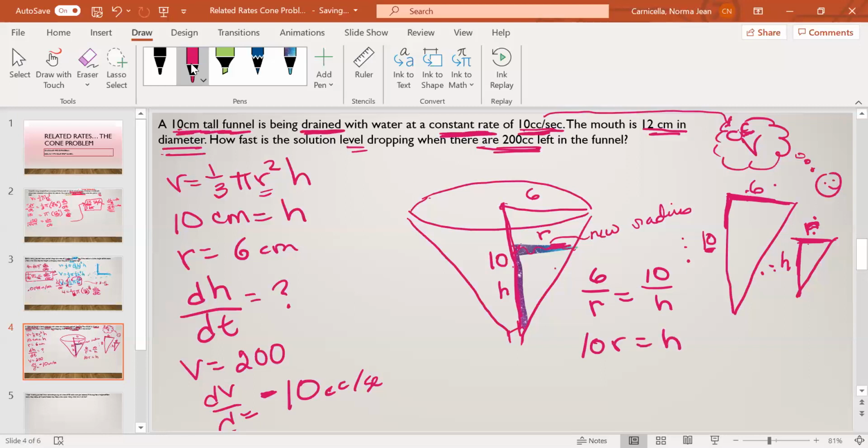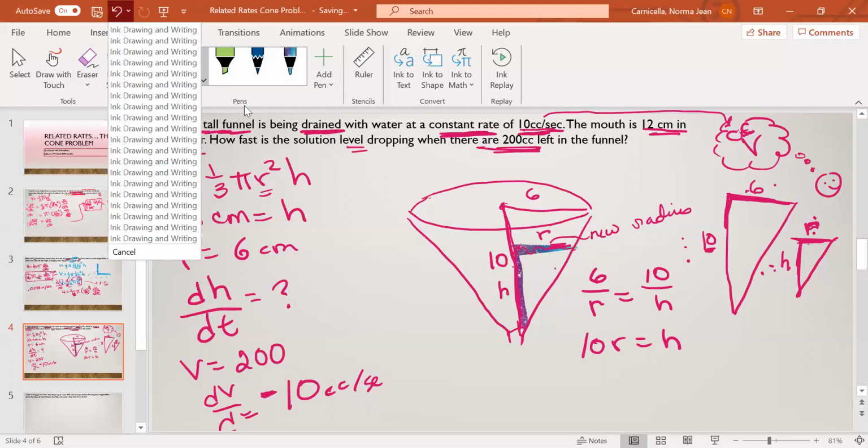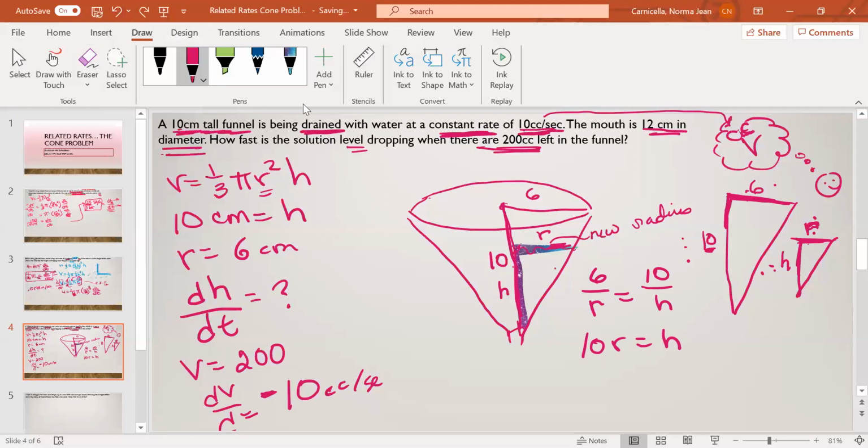Cross multiplying, that leaves me with 10R equal to 6H. Now, what am I going to solve for, the R or the H? Well, I'm looking for dH/dt, so H is the one I want to be the variable in everything I'm doing.